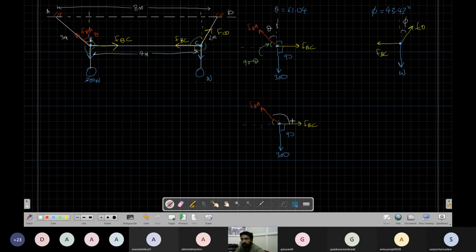So this full angle, I'll get 90 plus 61.04, so 151.04 degrees. This full angle will be 90 plus 90 minus theta, which is 180 minus theta. So 180 minus 61.04 is 118.96.